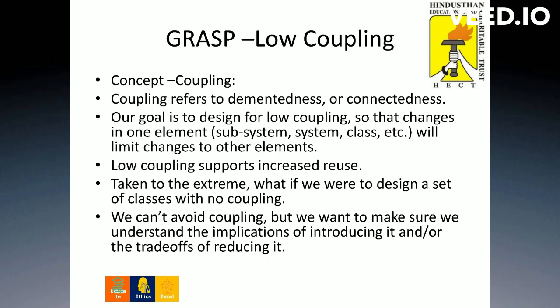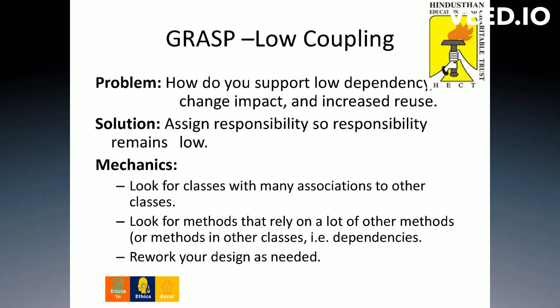Next thing is low coupling. Coupling is dependence or connectedness. The main goal of object oriented analysis and design is low coupling design, so that when we make changes in one element, it will not ripple through a huge process. It also increases reuse. If taken to the extreme, we would have to design classes with no coupling. When we avoid coupling, we must make sure we understand the implication of introducing it. We have a trade off, and then we have to reduce it.